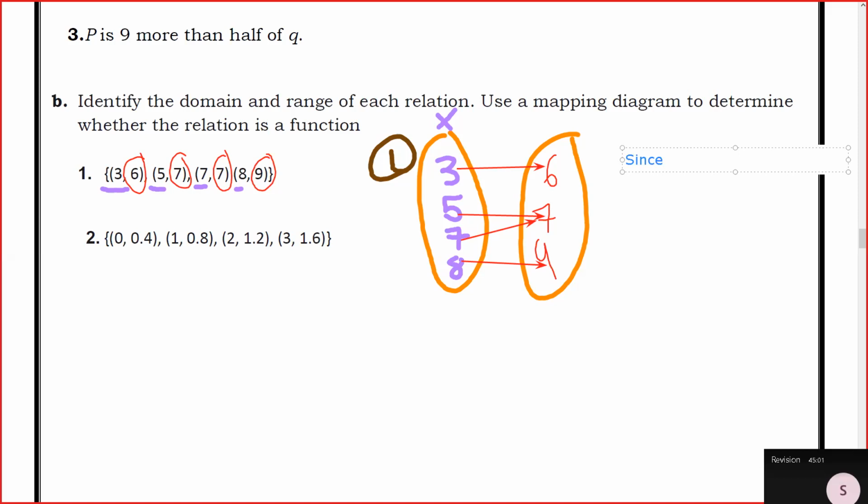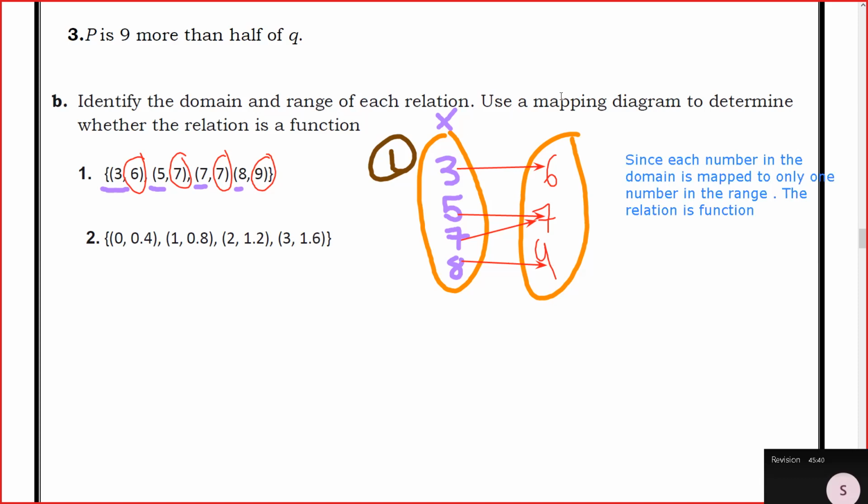Okay, so since each number in the domain is mapped to only one number in the range, the relation is a function.